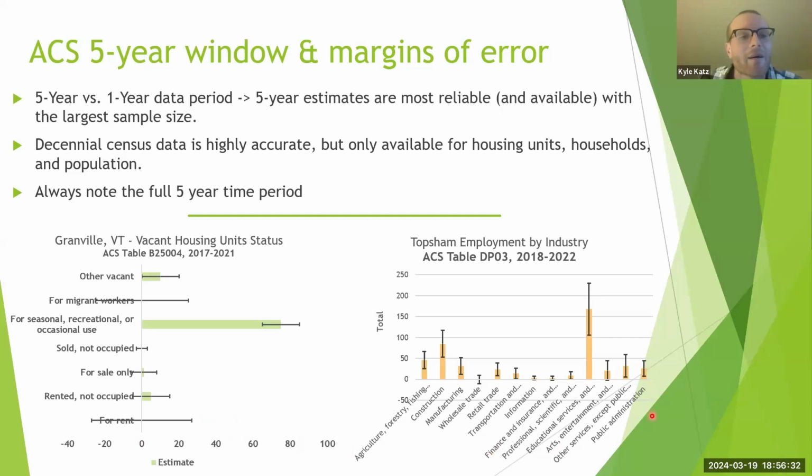If we look at Topsham and employment by industry, again, we're trying to break down a small population into a large number of different types of employment, and you have the same problem. You end up having a margin of error that says if you're in other services, or this one right here, you're either at 50 or zero. Again, it's not giving us that information that we're looking for.